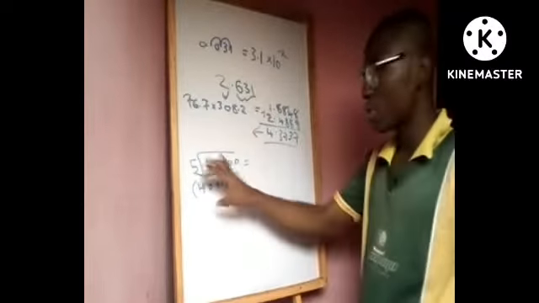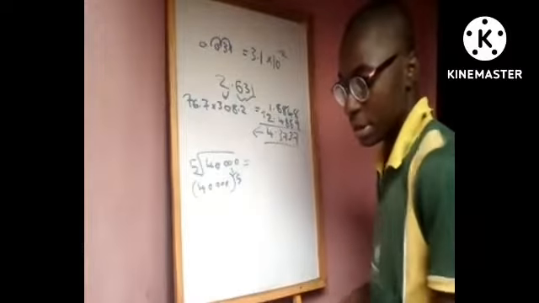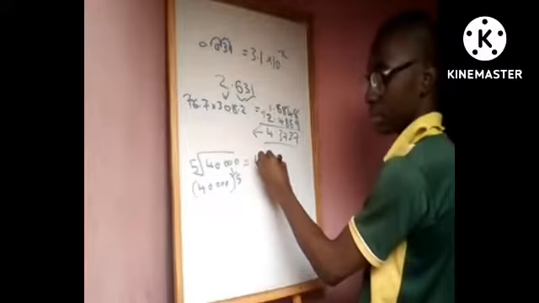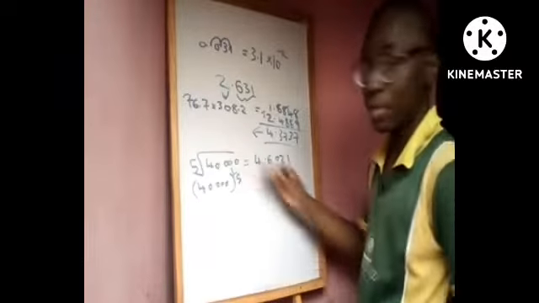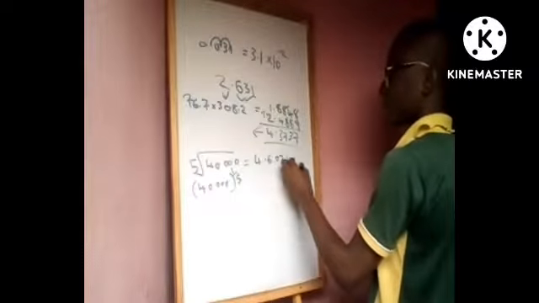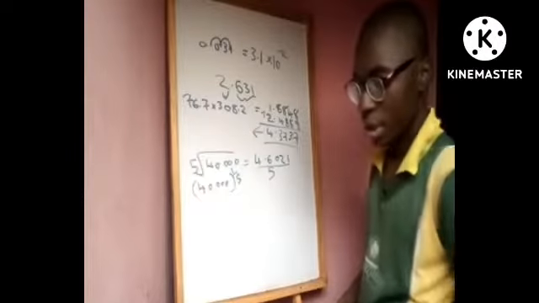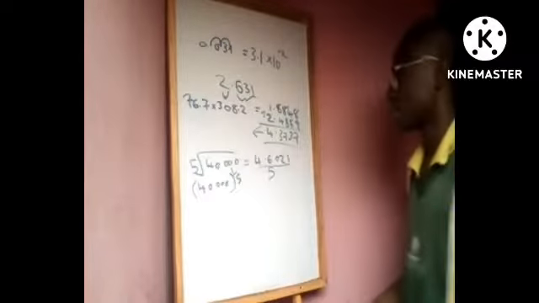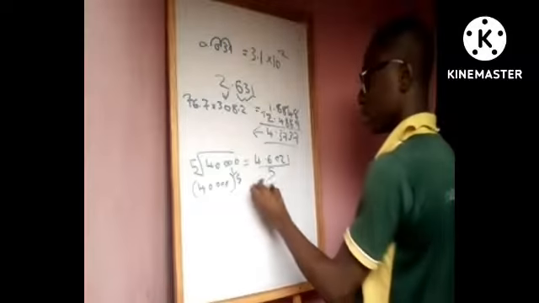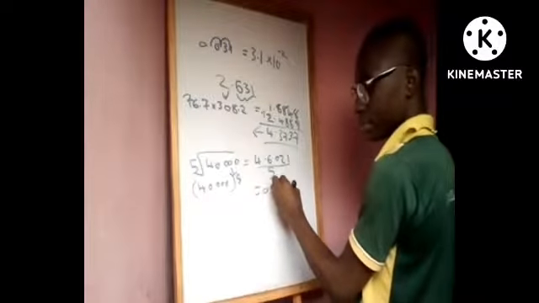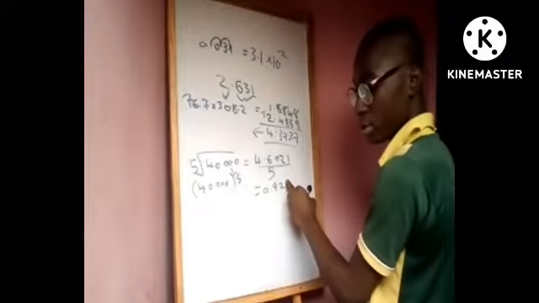So what you need to do is just look for the logarithm of 40,000, and that will be 4.6021. Then you divide that logarithm by 5. So divided by 5, you will get your answer in logarithm as 0.9204.